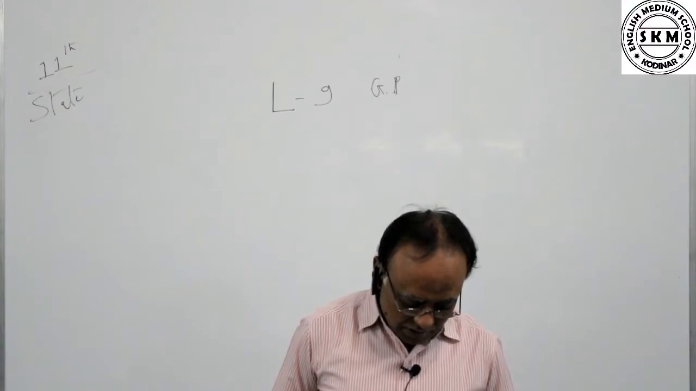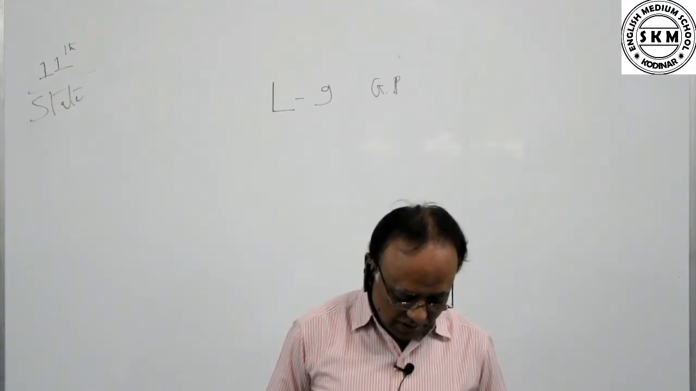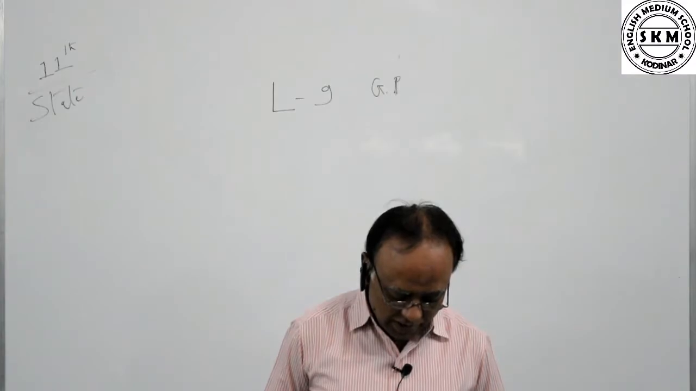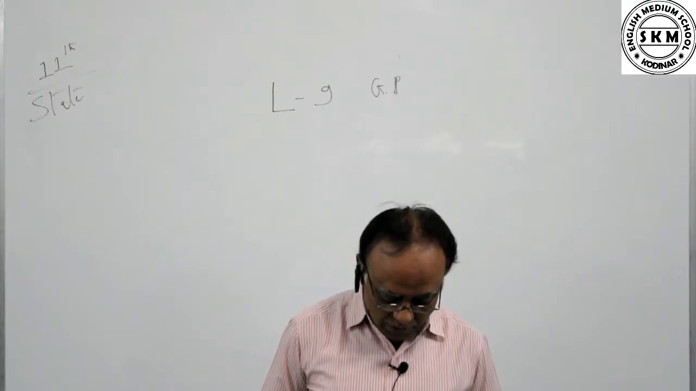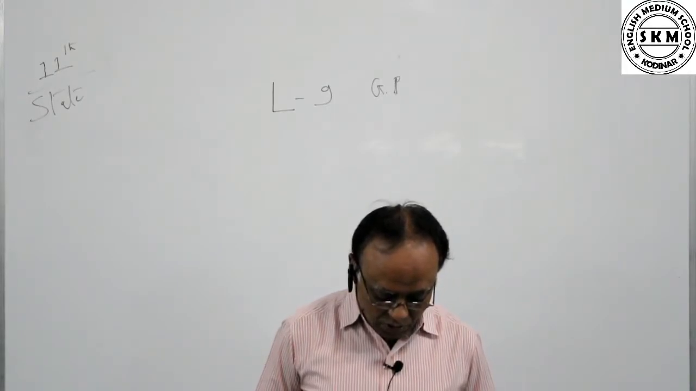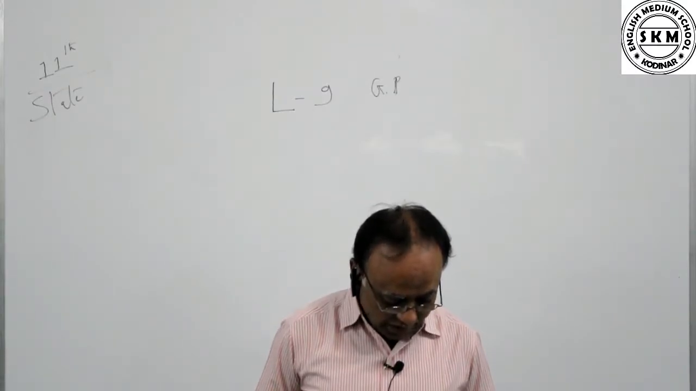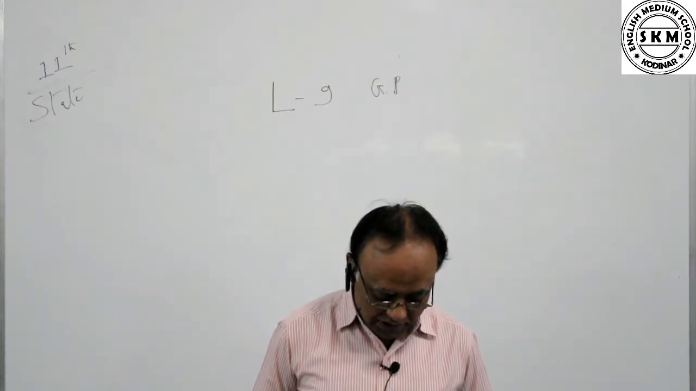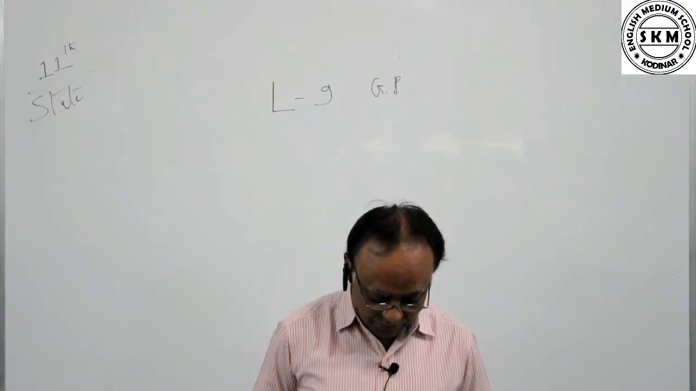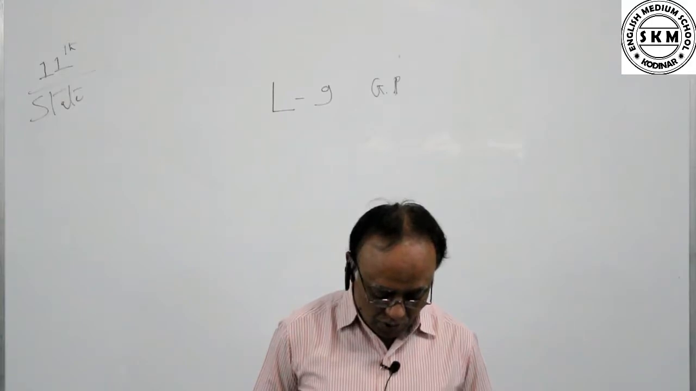A person deposits rupees 10,000 in a bank in the year 2009, rupees 20,000 in the year 2010, rupees 40,000 in the year 2011. The amount deposited in any given year is twice the amount of the deposit of the previous year. What would be the amount deposited in the year 2014?